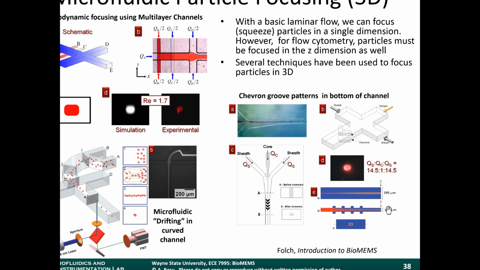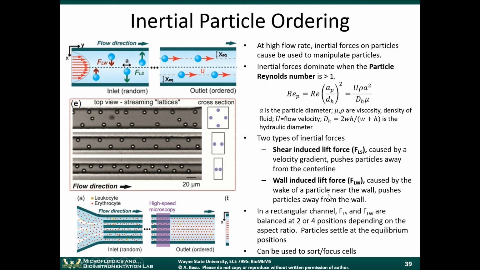Another way to do this is by putting chevron patterns at the bottom and top of the channel, which essentially are doing the same thing. They're adding flows that cause the stream in the middle to be focused in both the Z direction and the X direction. So inertial particle ordering is what's called sheathless focusing, meaning it doesn't require you to have a sheath flow, these flows coming in from the two sides.